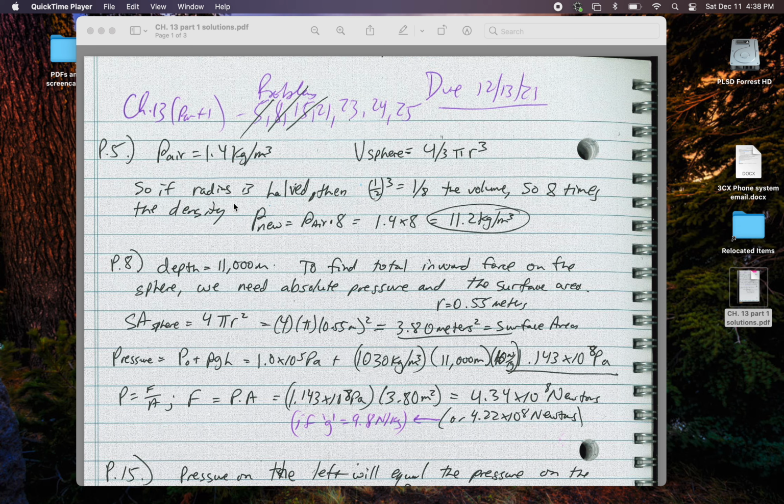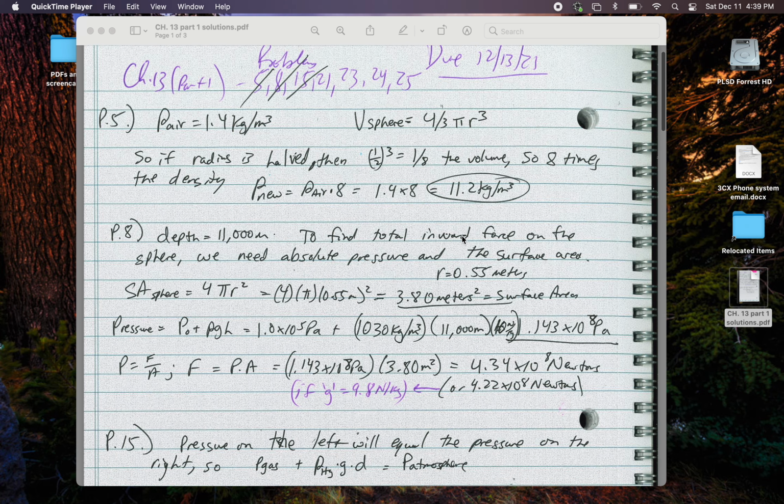Basically, you've got something which is a sphere, and it says that the density of air in there is 1.4 kilograms per cubic meter, which is a little high for normal air, but not unreasonable. And it says if the radius is halved, then what would happen to the density? Well, the formula for volume of a sphere is 4/3 pi r cubed. So if you make the radius 1/2, then the volume would be 1/8. 1/2 cubed is equal to 1/8. So if you have 1/8 the volume, you would actually have 8 times the density. You would actually also have 8 times the pressure, assuming that the temperature stayed the same, which it may or may not. So therefore, 8 times 1.4 is 11.2 kilograms per cubic meter.